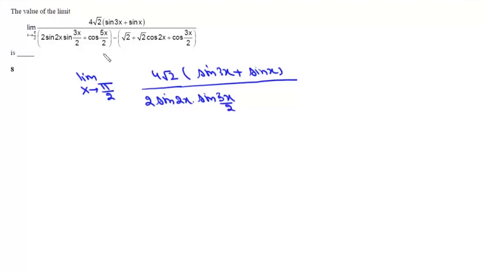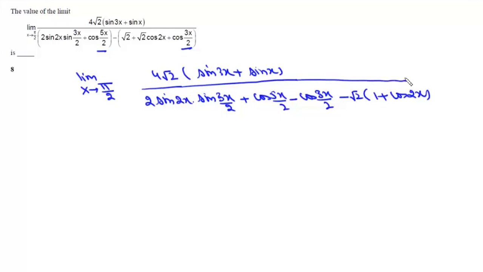and what we'll do is we'll take these two together. So we'll write this as cos 5x by 2 minus cos 3x by 2, and then minus, we'll take root 2 common, and it will be 1 plus cos 2x. Now we'll use trigonometric formulas. So we'll write this as the limit as x tends to pi by 2. Now this is 4 root 2.